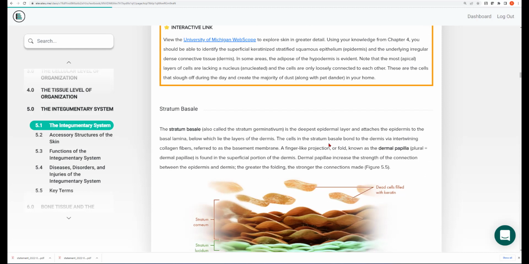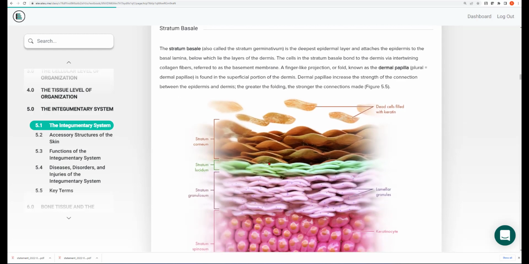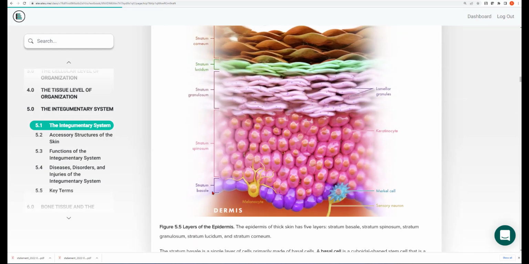So let's go through these layers, starting from the bottom. Stratum basale. This is the deepest layer, and it is attached down to the basement membrane. Right below the stratum basale, you would be in the dermis. Let's take a look at this picture, and we'll come back and look at this numerous times. So here, the stratum basale is shown in the purple colored cells.